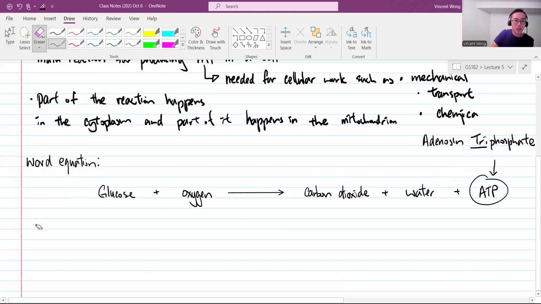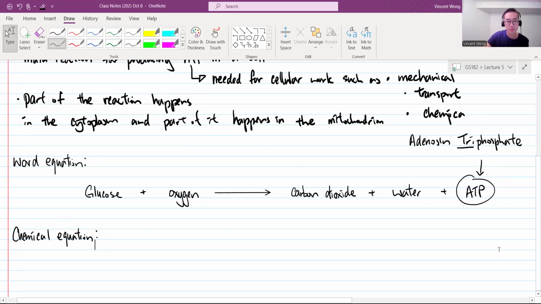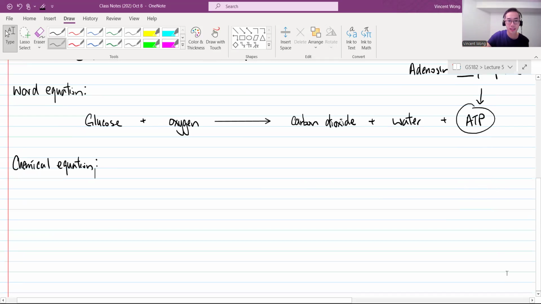Anyway, so that's a word equation, and now we have the chemical equation. Right? Which means we're going to write the chemical formula. Does anybody remember the chemical formula for glucose? We have been talking about it. C6H12O6. Excellent. Right? That is exactly it.